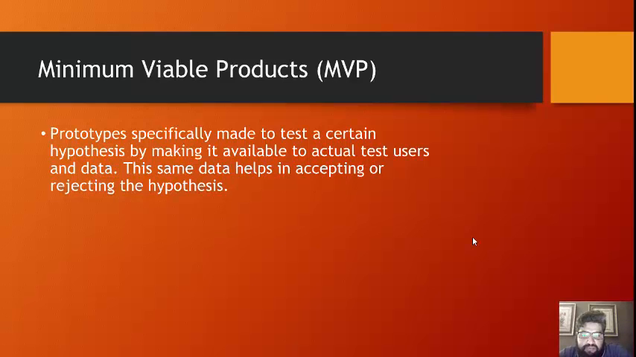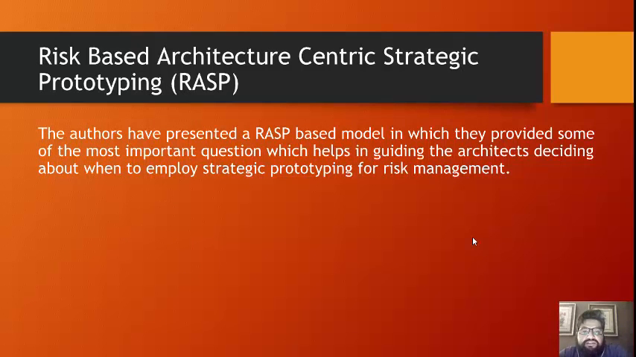So keeping all this in mind, the authors proposed a risk-based architecture-centric strategic prototyping mechanism. The authors have presented a RASP-based model in which they provided some of the most important questions which help in guiding the architects in deciding when to employ strategic prototyping for risk management.